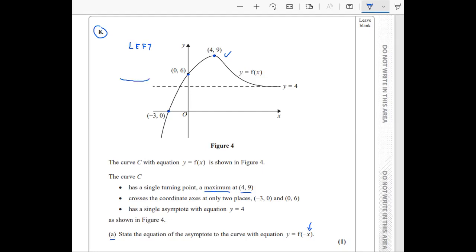Let me just try drawing it nicely. Okay, so I am going to get the same type of thing. There's something of this type, right? The exact same thing, but on the left side. And this point is telling us that still y equals 4 would be the asymptote. So the equation would be y equals 4. Anything that you have not understood so far?